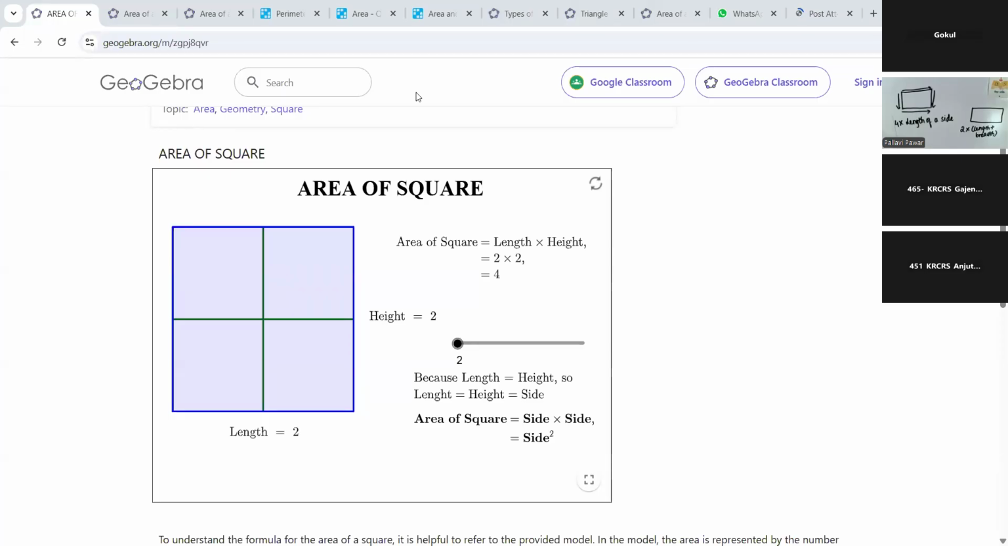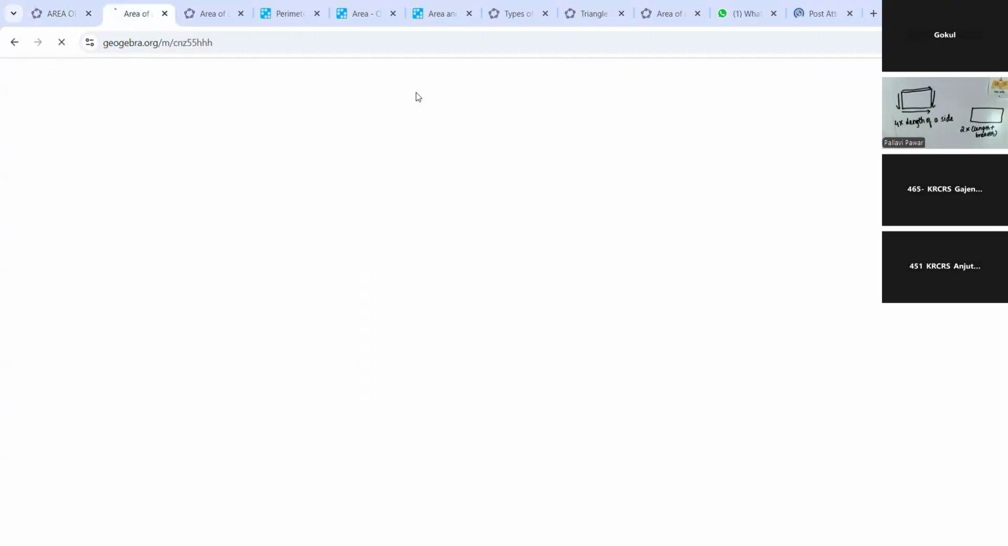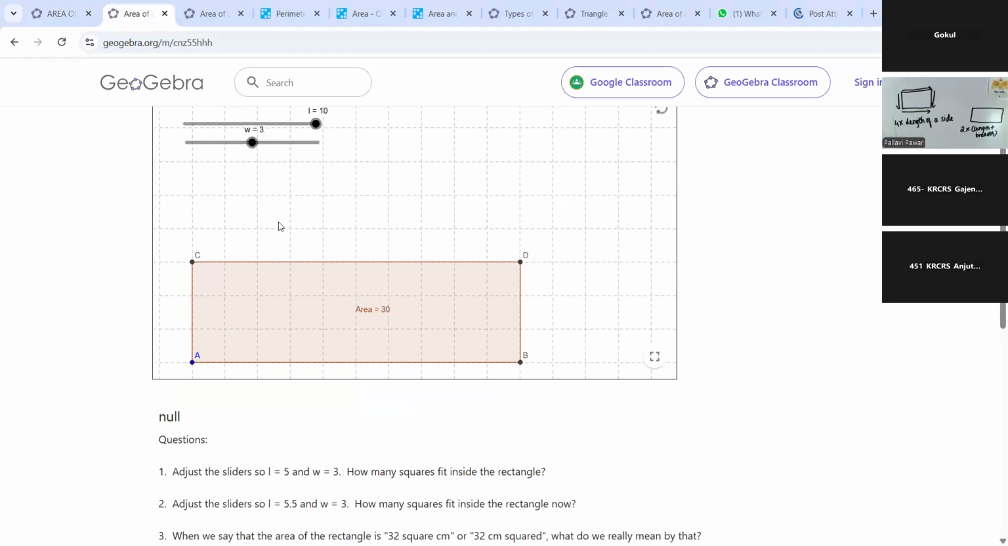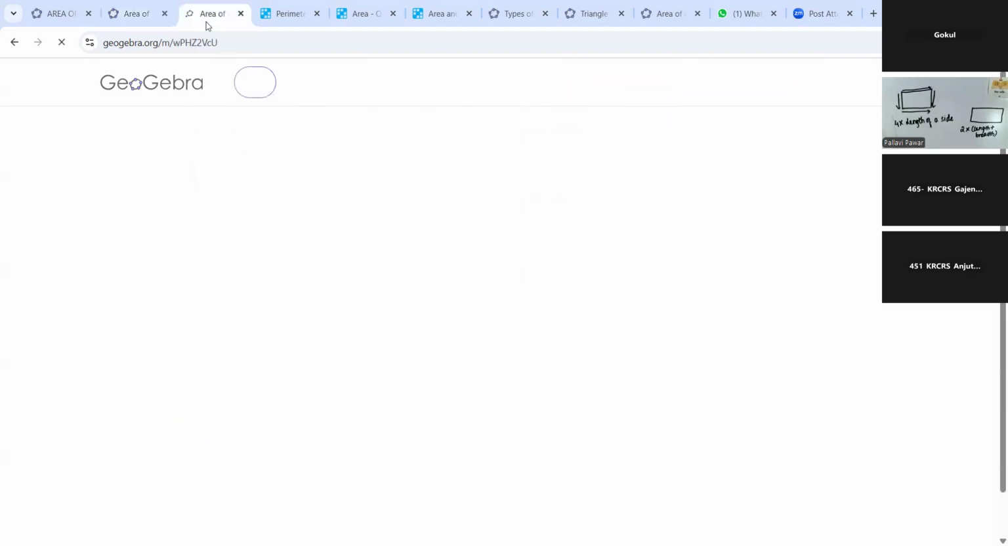Yes. Now comes the rectangle. In a rectangle, we know that opposite sides are equal to each other. So what happens here? We take it as length into width. Length into breadth is the area of a rectangle. Yes. Now we will talk about the area of a triangle.